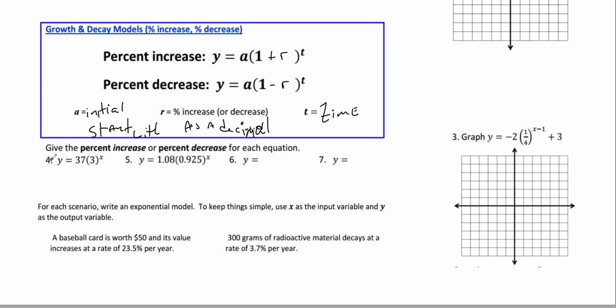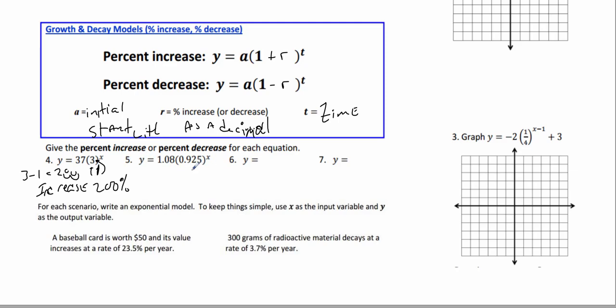For instance, number 4, give the percent increase or percent decrease for the equation. Well, we know this is an increase, so we have to label it as an increase. You notice my handwriting is terrible. How much did it go up? It should be a 1, but it went up to a 3, which is 2. So really it's 3 minus 1, which is 2. But that's a number. I want to put it as a decimal. So it's a 200% increase. Remember, changing a number to a percentage, we have to move the decimal 2 places to the right or multiply by 100. You can't forget that.